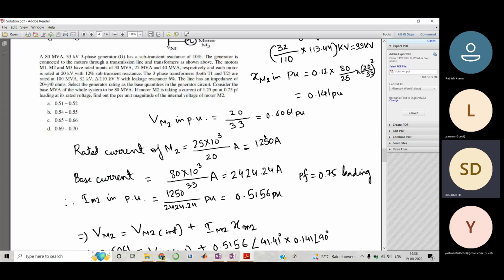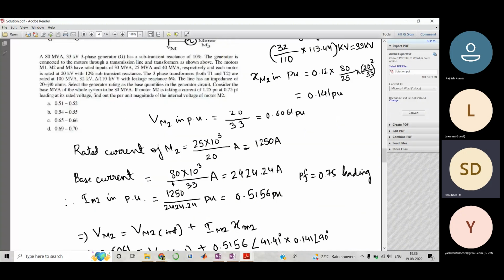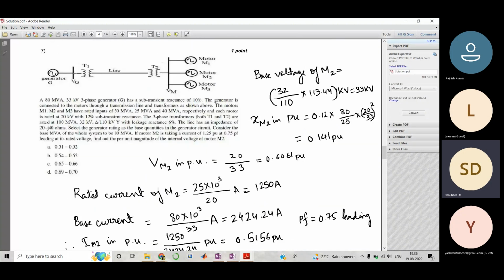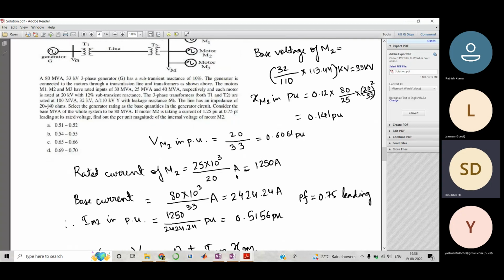Basically this is the formula to calculate the internal voltage. VM2 would be the terminal voltage of the motor, and the other is the internal voltage, right? So we don't have to calculate the per unit impedance of any of these components. All of these are extra information, given to confuse all of us. We just have to follow this formula.